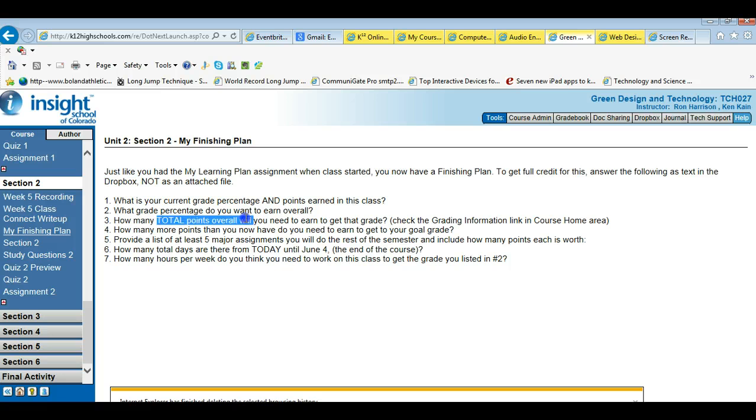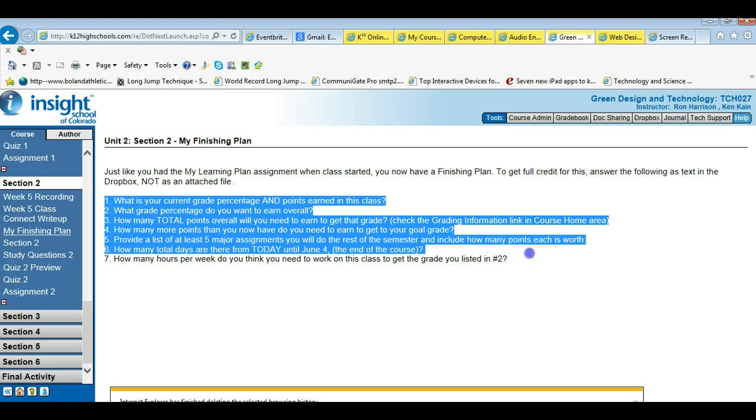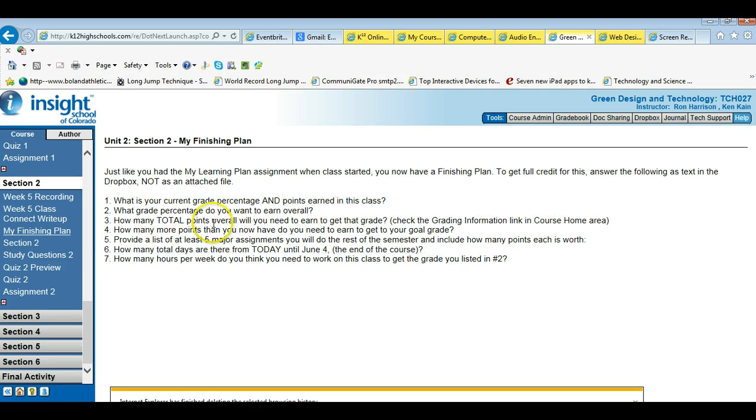Then figure out how many total points you'll need above what you currently have to get to the grade you want, to get to that percent. So be exact on these questions, please. Use the right amount of points and right percentages, whatever I ask. Please answer these questions fully. This is easy points for the class.